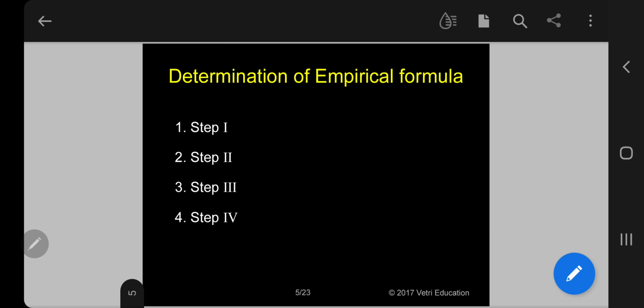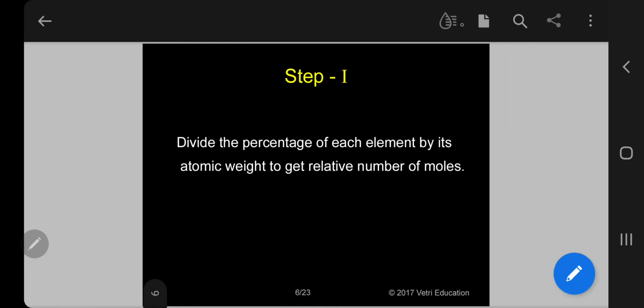Now, how to determine the empirical formula? There are 4 steps involved. Step number 1, 2, 3 and 4. Let me discuss one by one. What is step 1? Step 1, divide the percentage of each element determined experimentally by its atomic weight to get a relative number of moles.